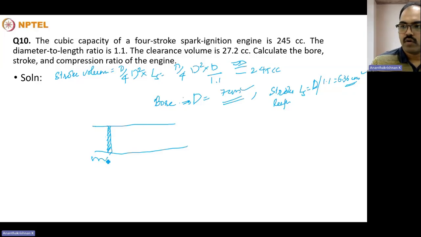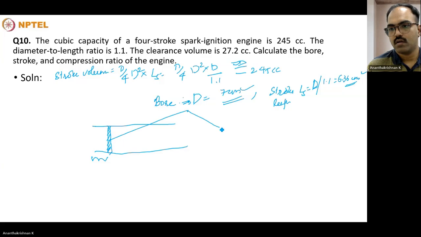There will be a bit of volume that will be unused, where the fuel-air mixture will be compressed. So this is the piston, this is the connecting rod, and this is the crank. Basically, once the crank rotates, this rotational motion of the crank will be converted to the reciprocating motion of the connecting rod.